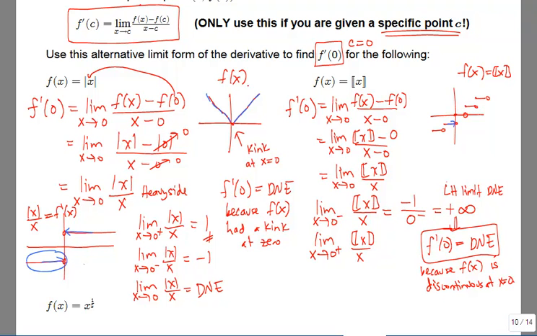That wasn't the case over here. This was a continuous graph. It's nice and smooth. You can draw the whole thing without lifting up your pencil. It was the fact that it had a kink at 0 that led us to know that we wouldn't have a derivative at 0. This one has a jump at 0, a discontinuity, so that's what's telling me that I know the derivative won't exist. Okay?